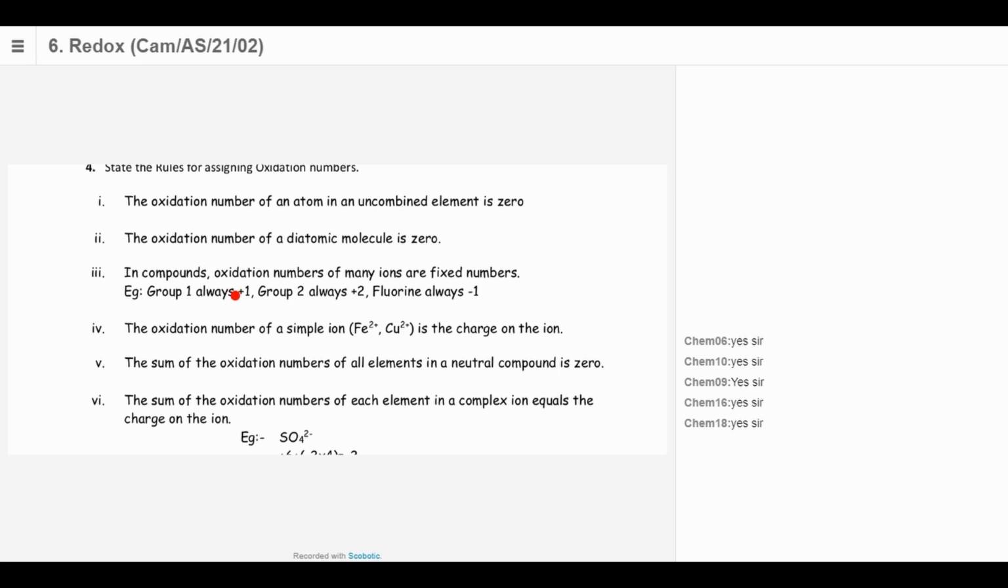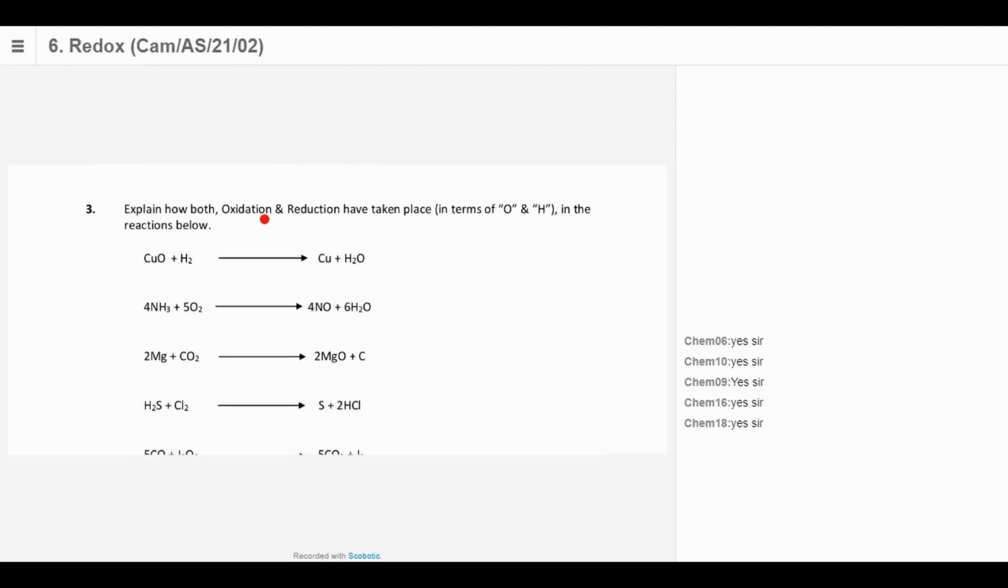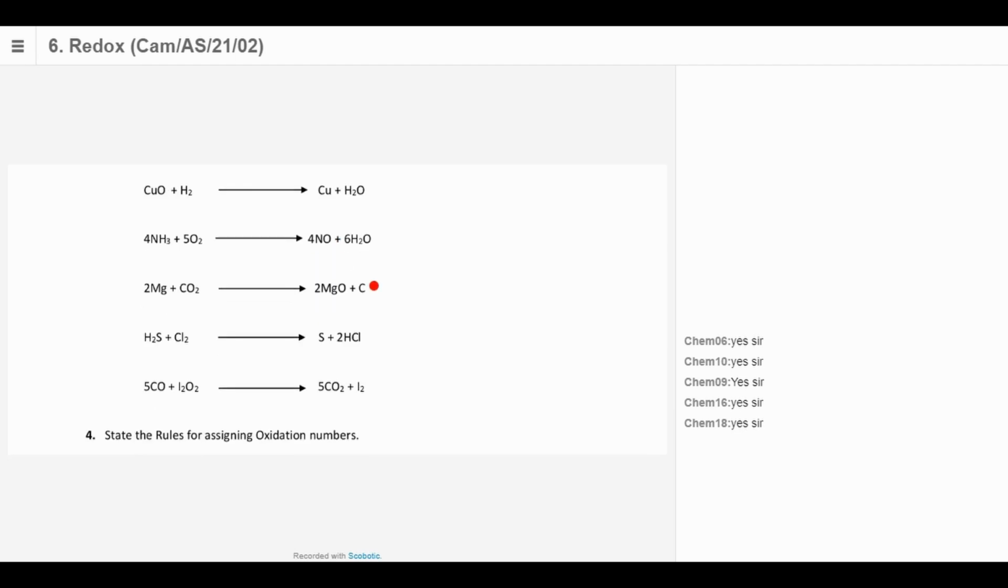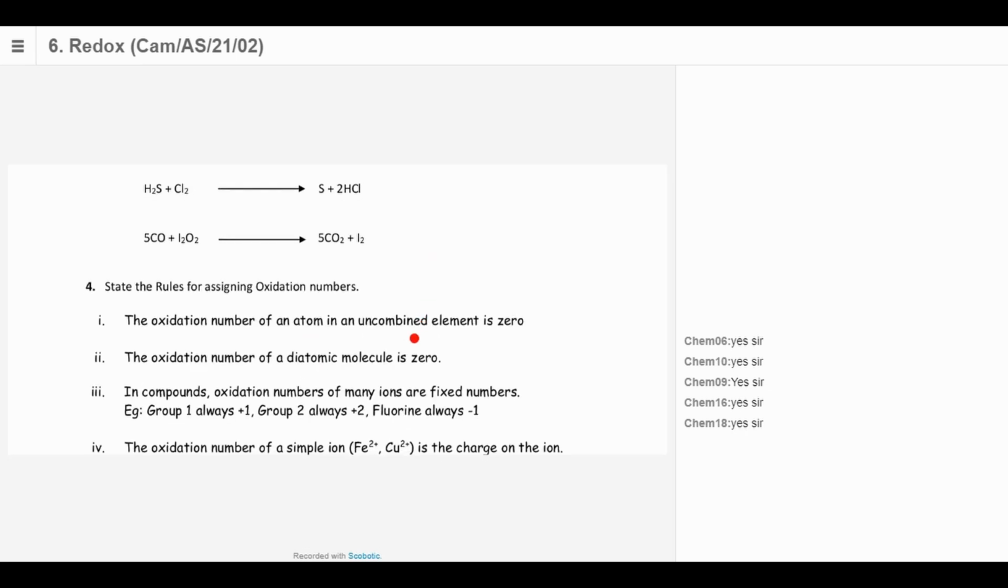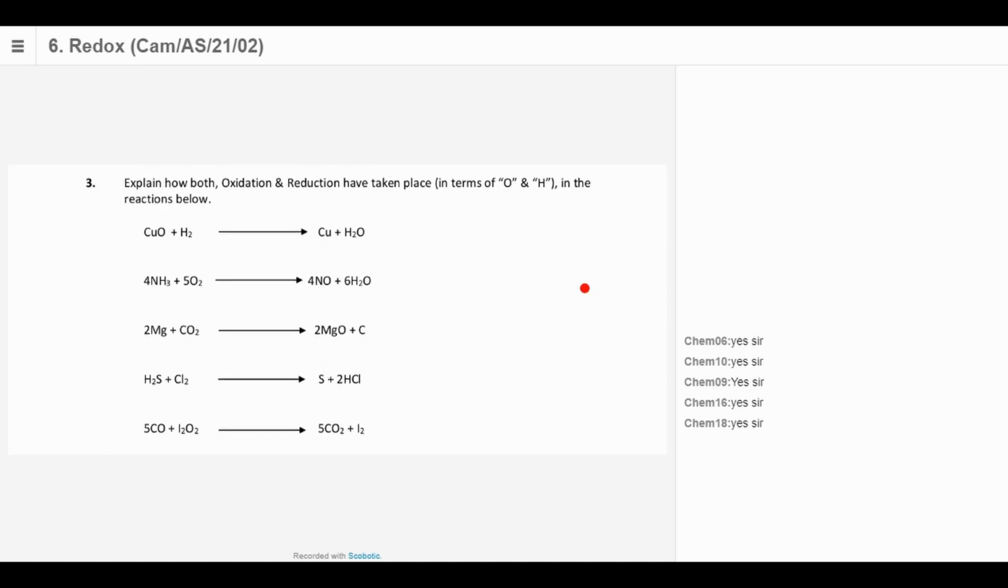Sometimes you get to define in terms of oxidation. So therefore, we need to know how to assign the oxidation number of an element. There are a few rules. Just to summarize the rules again, because today's lesson, you need to know these rules. The oxidation number of an atom in an uncombined element is 0. That means if you have an uncombined element like in this equation, copper or carbon, or here sulfur, right? They are in uncombined state. The oxidation number is 0, and also the oxidation number of a diatomic molecule is 0.